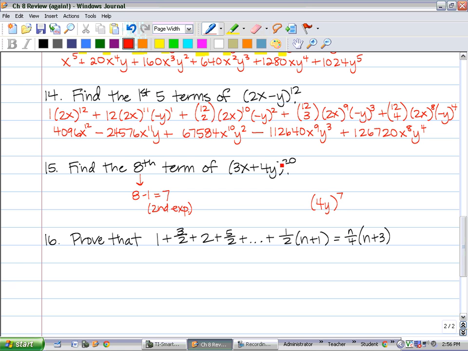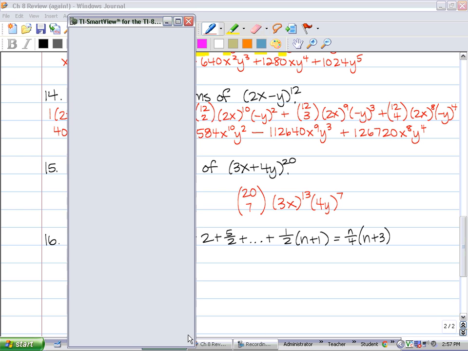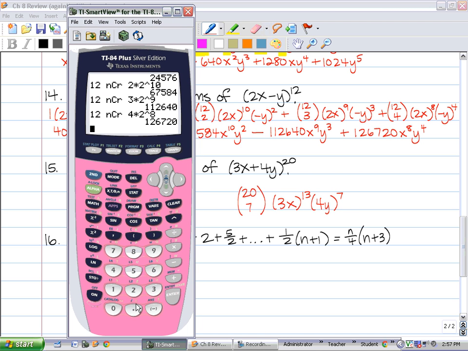Now we know we're going to have a total of 20 for the exponent. I've already used up 7. So 3x is going to be the 13th. That helps me again with my combination. 20 goes on top. Either of those goes on bottom. And then we're going to multiply all that out. Again, this is going to be huge because we've got big numbers, we've got a combination, we've got powers.